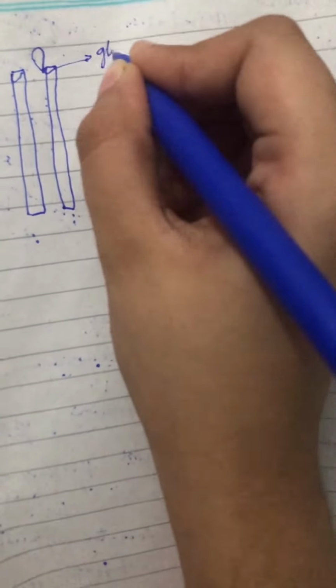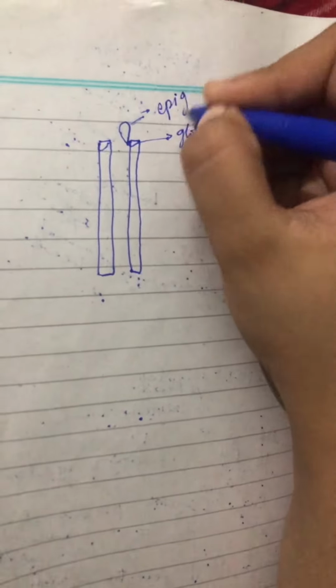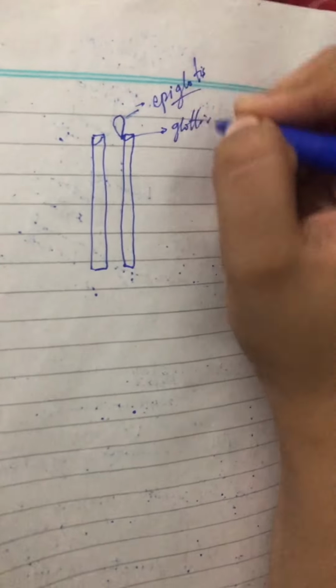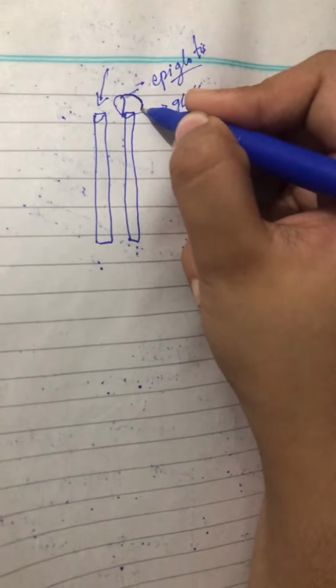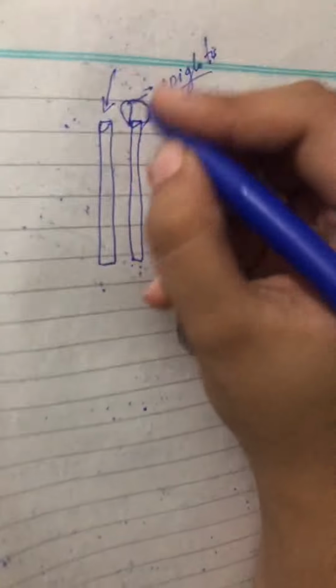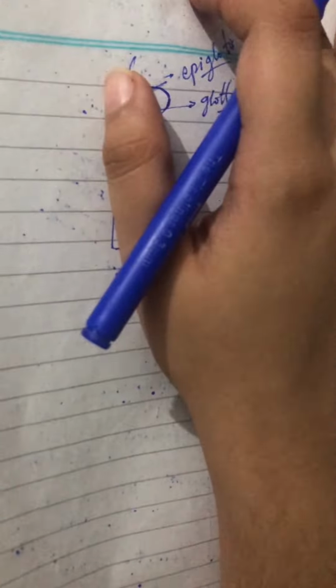This is the glottis of the trachea, and this is the epiglottis. When the food moves towards the esophagus, this epiglottis will cover this glottis, so that the food will move into the esophagus.